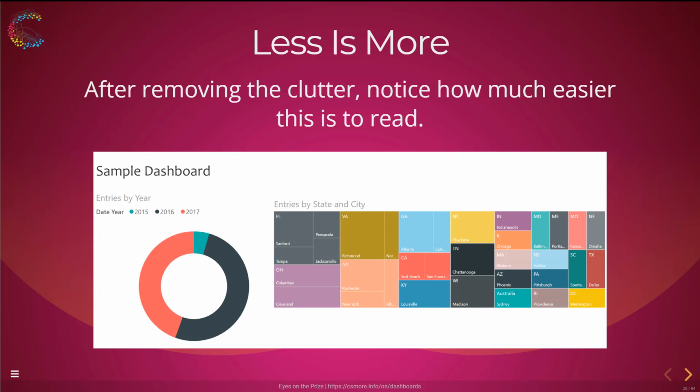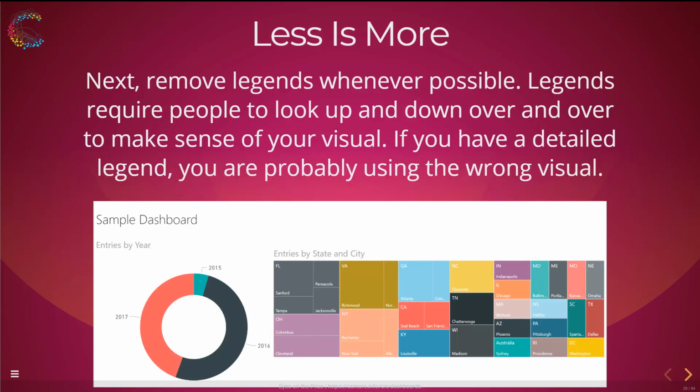Well, from here, as I mentioned, that legend is kind of ugly. If I remove the legend and I just have the labels next to the values, now at least you're not bouncing your eyes back and forth. Donut charts are still bad, but this I think is better than a donut chart with a legend. If you have a detailed legend with a lot of different values, you might be using the wrong visual. You might want to use a different type of visual, one that doesn't have to have a legend.